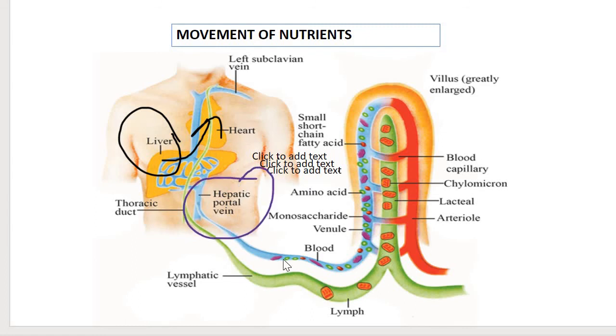Now, what is hepatic portal vein? Hepatic portal vein is the vein which carries blood from small intestine to liver. So, small intestine se liver mein lekar jayegi. That is called hepatic portal vein. Hepatic because of liver. Portal because it is a smaller vein. And vein to aapko pata hi hai.